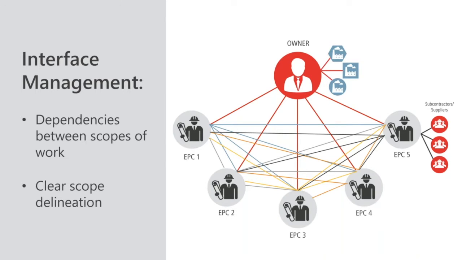This diagram likely looks familiar to many of you. It represents a pretty common project in today's world. And managing projects, especially with this type of complexity, really requires constant focus on scope. And this includes identifying and managing the dependencies or interfaces between these scopes of work. Without that clear scope delineation and those open channels of communication, delivery teams are not aware of their interface responsibilities or even who they're supposed to interface with.